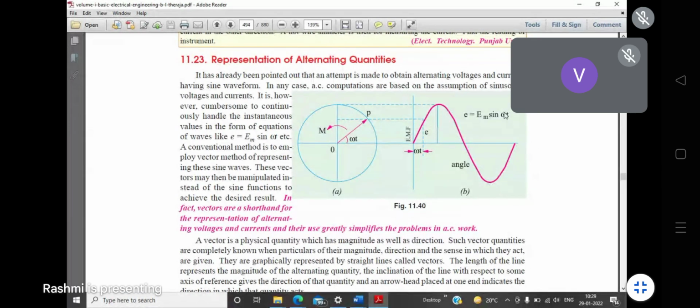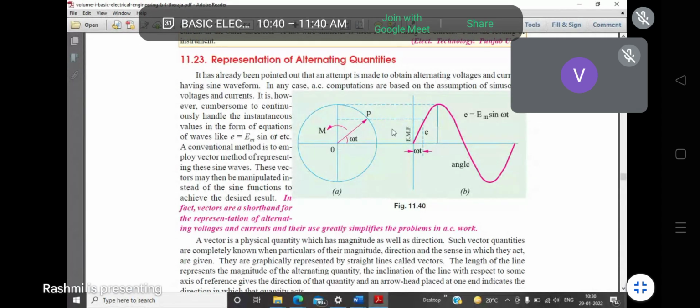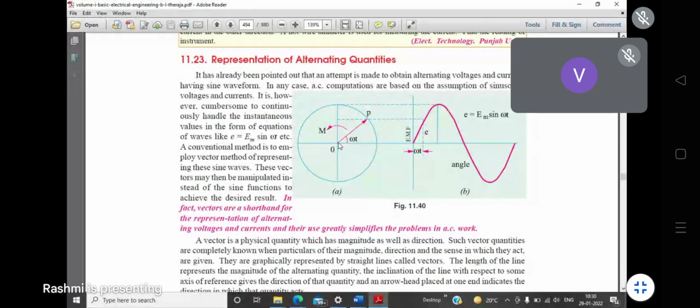Now it can be represented with a phasor. This is the phasor representation. So how can we represent this waveform? You can see that the highest value, Em, can be taken as the radius of the circle. So this arrow line, this maximum line, will be Em.